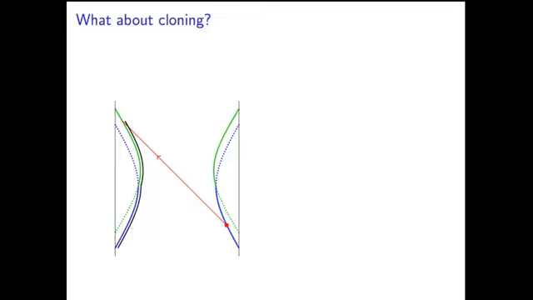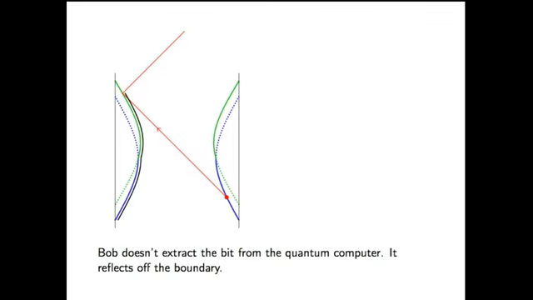And then he continues monitoring the quantum computer. And at this time here, Alice's diary becomes available to him in the memory of his quantum computer, or the asymptotic region of this second black hole. So he has two choices at this point. Choice A, he doesn't extract Alice's message from the hard drive. He leaves it there. It bounces off the boundary and returns into the black hole.